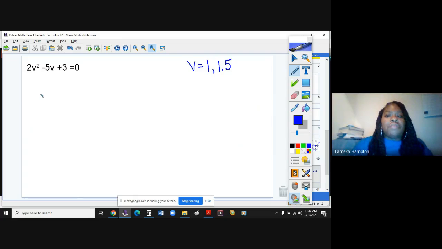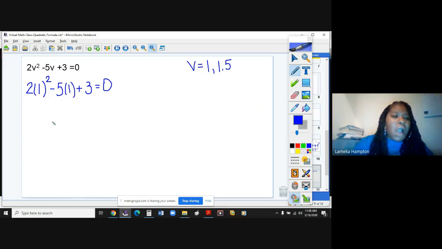Okay. So all I'm going to do is check my answers to make sure that, in fact, these are both correct. So what you're simply going to do is you're going to say 2, and I'm going to start with 1 because that's just easy. 2 times 1 squared minus 5 times 1 plus 3 equals 0. And again, this is basic arithmetic. So I have 1 squared, which is the same thing as saying 1 times 1, and that gives me 1. So 1 times 2 gives me what?